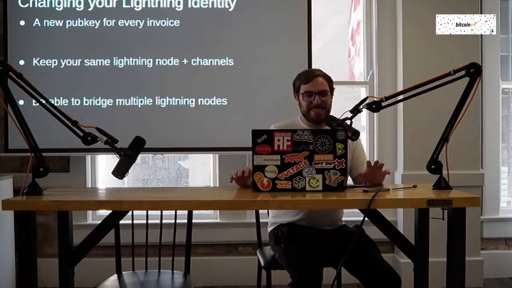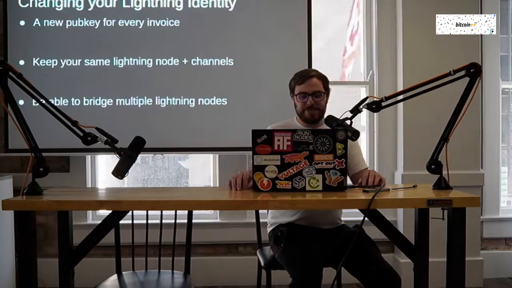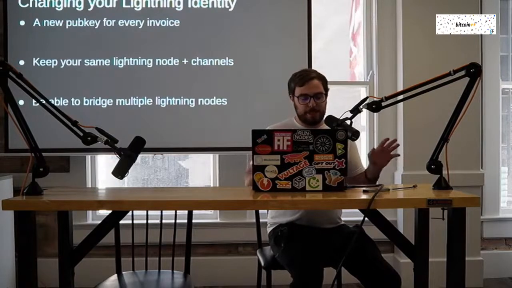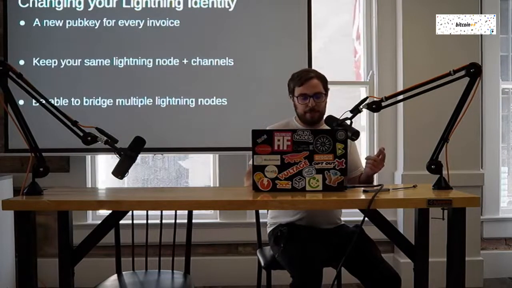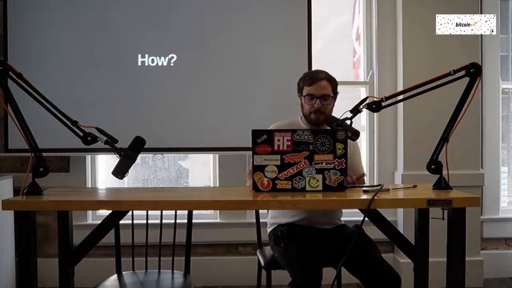So the idea is to create a new pub key for every single invoice, and it's still on top of the same LND. So you have all your same channels and stuff, but it can work with multiple LNDs. So you can bridge multiple Lightning nodes together and have rotating pub keys for every invoice. So how do we do this?